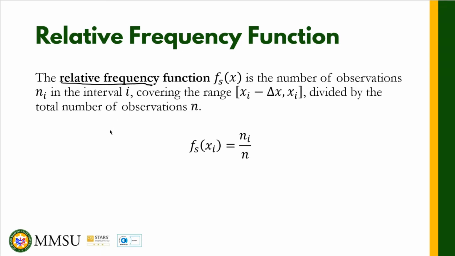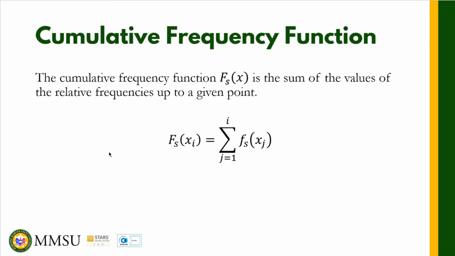Okay, relative frequency is just the ratio of the number of observations in that interval divided by the total number of observations. So we have f of x sub i is just equal to n_i over n. This s right here indicates that this is coming from our sample. On the other hand, we also have the cumulative frequency function.